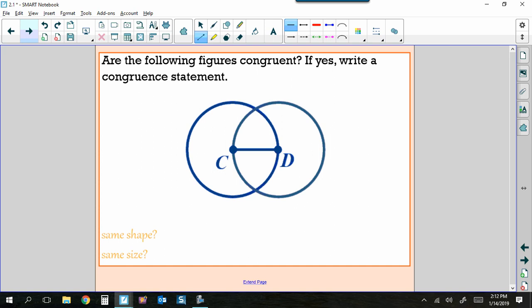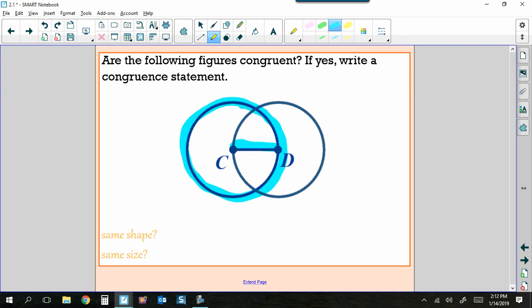Okay, let's go ahead and go to the last diagram on your guided notes on this side. Are the following figures congruent? If yes, write a congruency statement. So we have two circles here. The center of the circle on the left is C, and the center of the circle on the right is D. If I am looking at just circle C, what would we say CD is? CD is about halfway across the circle, or maybe even exactly halfway, so the radius.